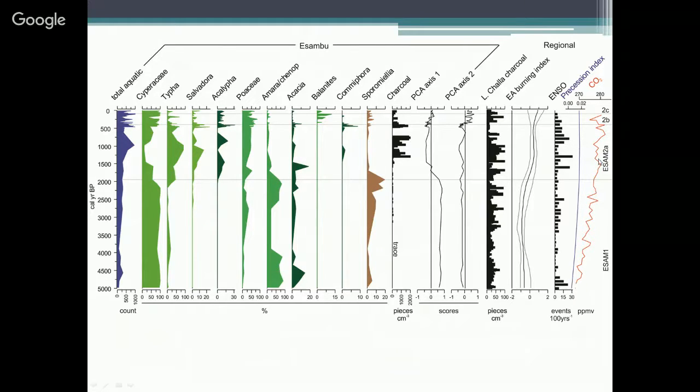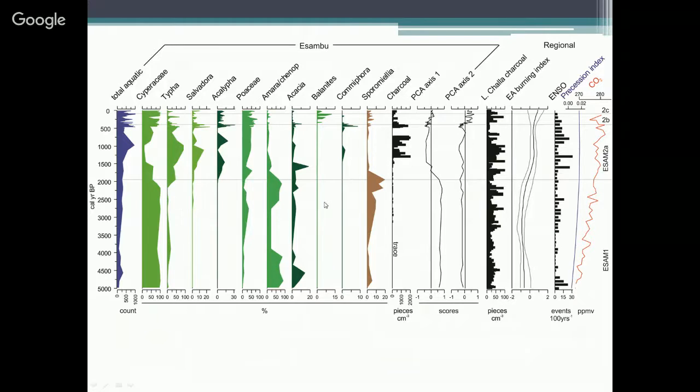We also have Sporormiella, which is fungal spores. Fungal spore counting is done to provide a signal for human impact, the interaction of humans with the environment, by looking at the spores in the dung of the herbivores. But sometimes the signal can be confused with wild herbivore density, because in the wetlands, everything is coming to water at the swamps. It's not just the goats and the sheep and the cows.